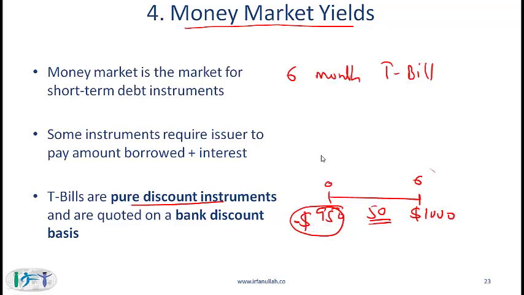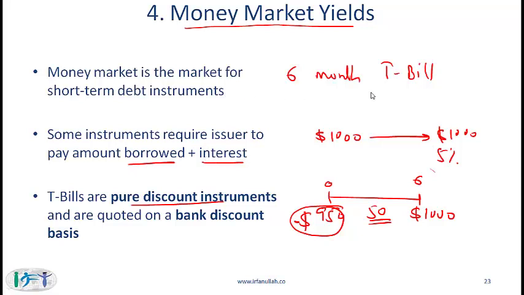The market where a T-bill such as this trades would be called a money market. We also have short-term instruments which are based on a borrowed amount plus interest. So it is possible that a company issues a short-term bond where the company borrows $1,000 initially and then pays back $1,000 plus 5% interest at the end of 1 year. So this would be an example of borrowed amount plus interest.